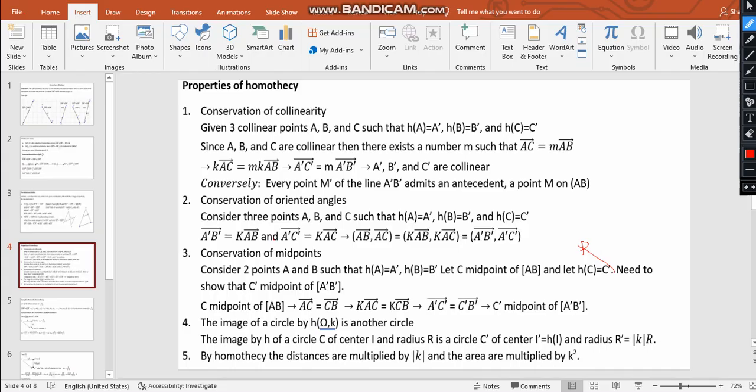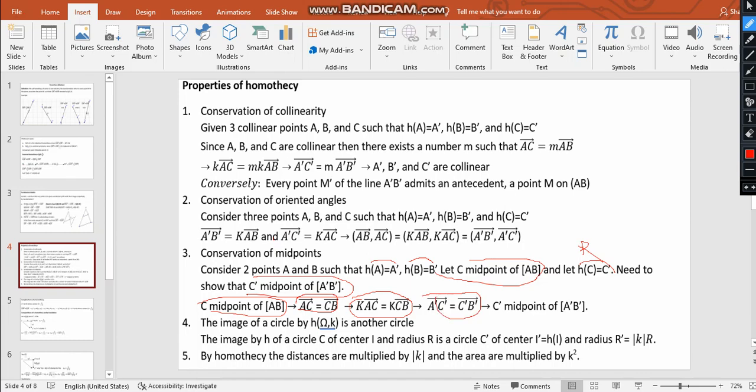If you want to prove it, suppose H(A) equals A prime and H(B) equals B prime. Let C be the midpoint of AB, and let H(C) equal C prime. We need to show that C prime is the midpoint of A prime B prime. Since C is the midpoint of AB, it means AC equals CB. So if you multiply by K, you get A prime C prime equals C prime B prime, where C prime is the midpoint of A prime B prime.